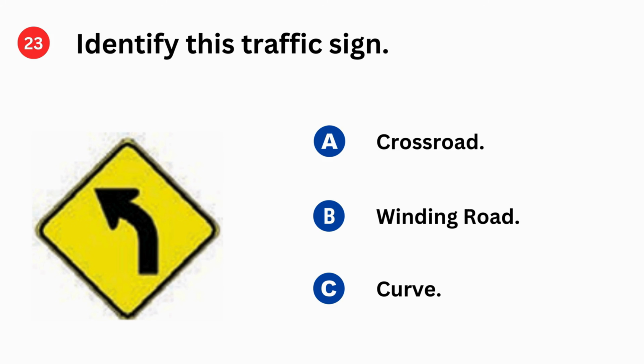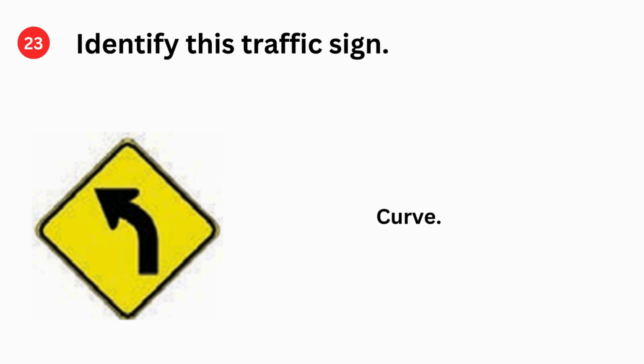Identify this traffic sign. A, crossroad. B, winding road. C, curve. Well spotted. It is the curve sign.